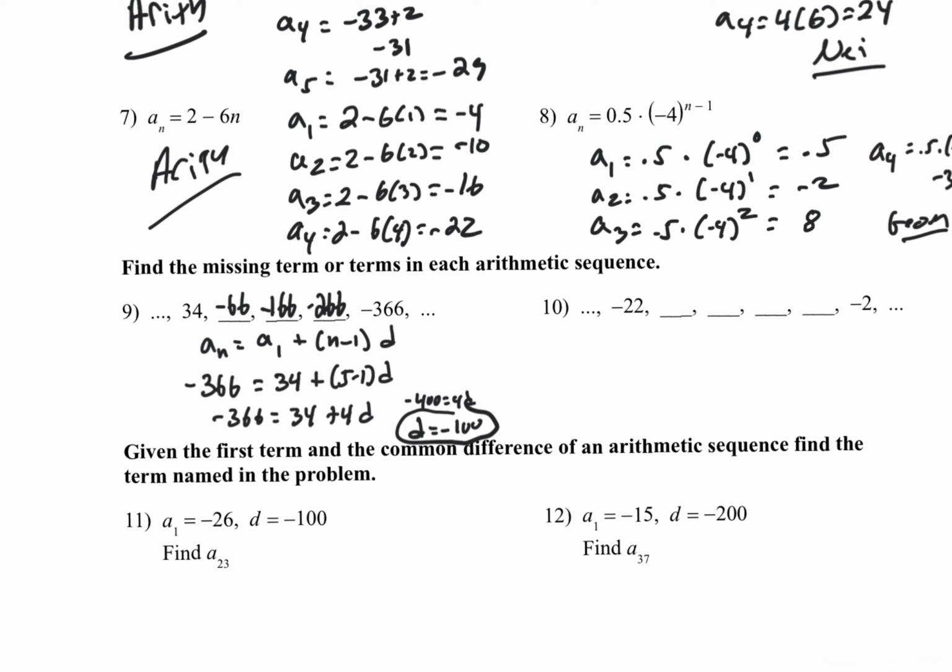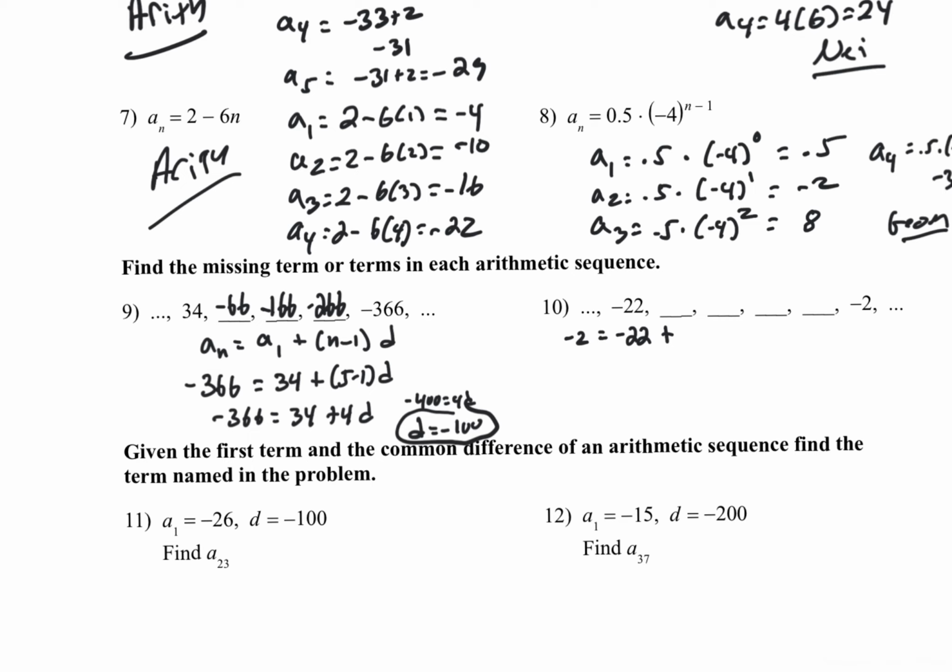For number 10, our last value is negative 2. That's going to equal our first term, negative 22, plus n. Our n value, negative 2 is the fifth term, so 5 minus 1 times d. So negative 2 equals negative 22 plus 4d. 1, 2, 3, 4.